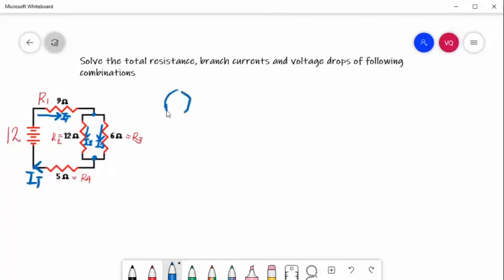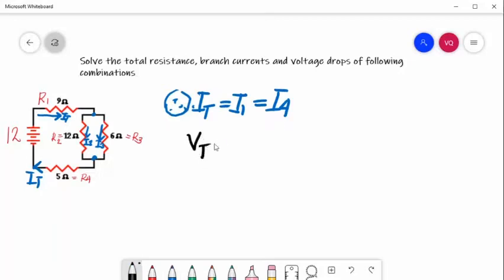Therefore, we can say that your total current is equal to I1 equal to I4. Later on, we will be able to solve your total current. But before solving your total current, of course, you need to solve the total resistance, because from our Ohm's law, diba, total voltage is equal to total current multiplied by total resistance. So what will be the value of our total resistance?